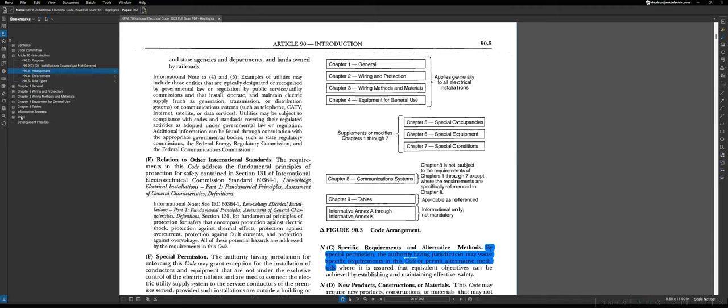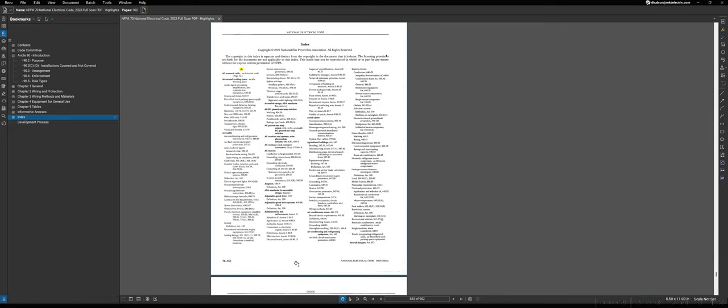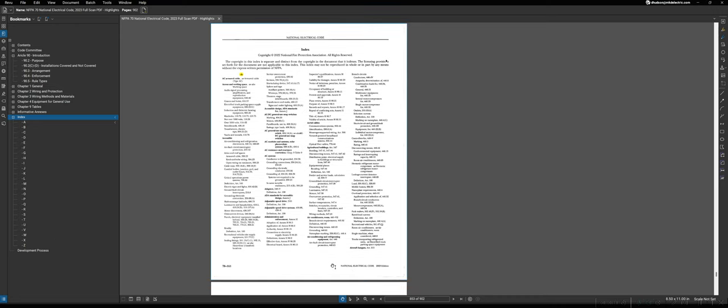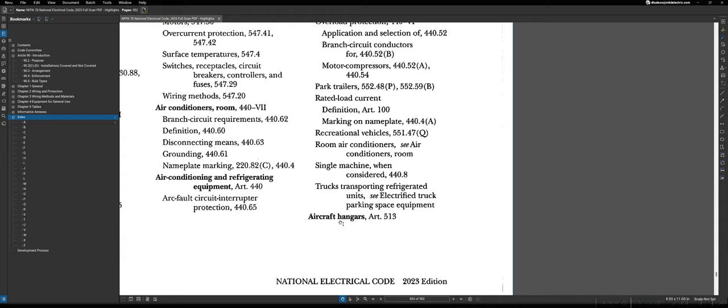And the last item, which they don't reference here, but we'll go all the way to page 868 of the NEC, is your index. Now, as you can see here, and I'll open this so you can see over to the side as well, the index is just a large section broken down alphabetically that will tell you where to go for different terms and topics. So, for instance, if I were looking up a question about aircraft hangars, and I didn't know where to go for aircraft hangars within the NEC, I could go to my index, go to my A section, and sure enough, right here, aircraft hangars, it'll tell you to go to Article 513.